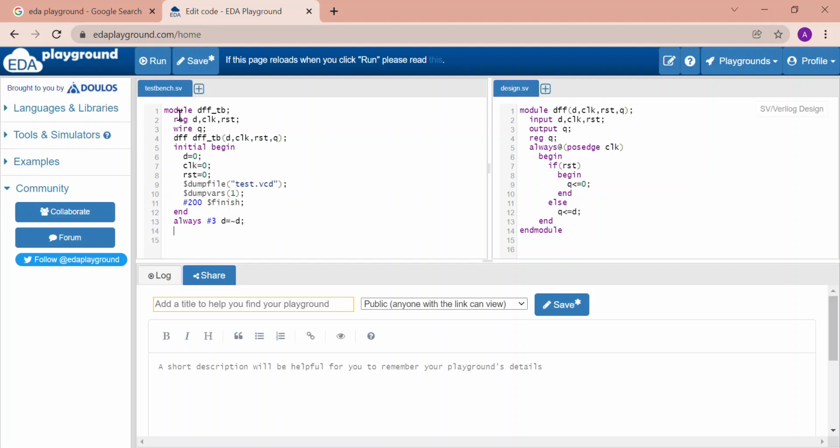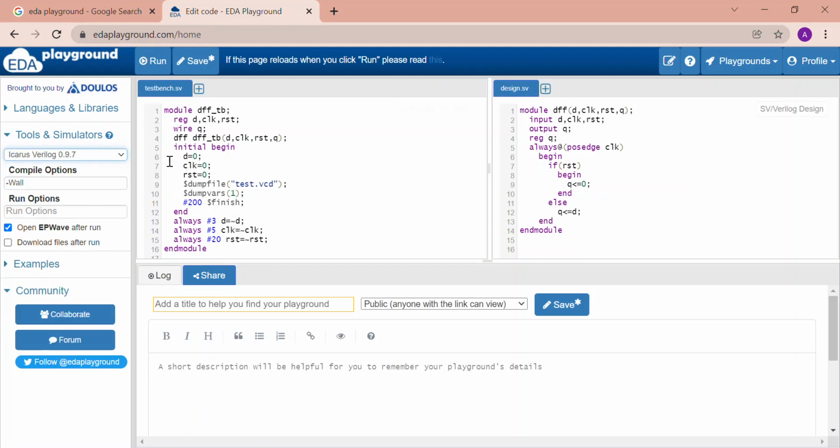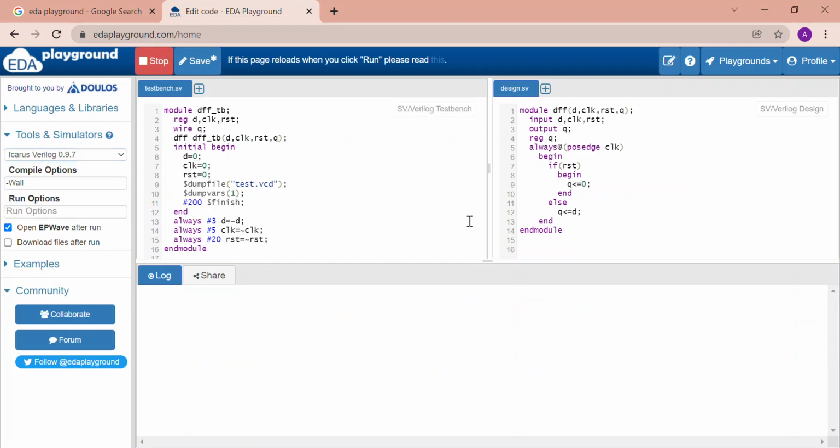much of time, then always hash 5, clock will be toggled, always hash 20, reset, duration of reset, and end module. Selecting the simulator and running it.